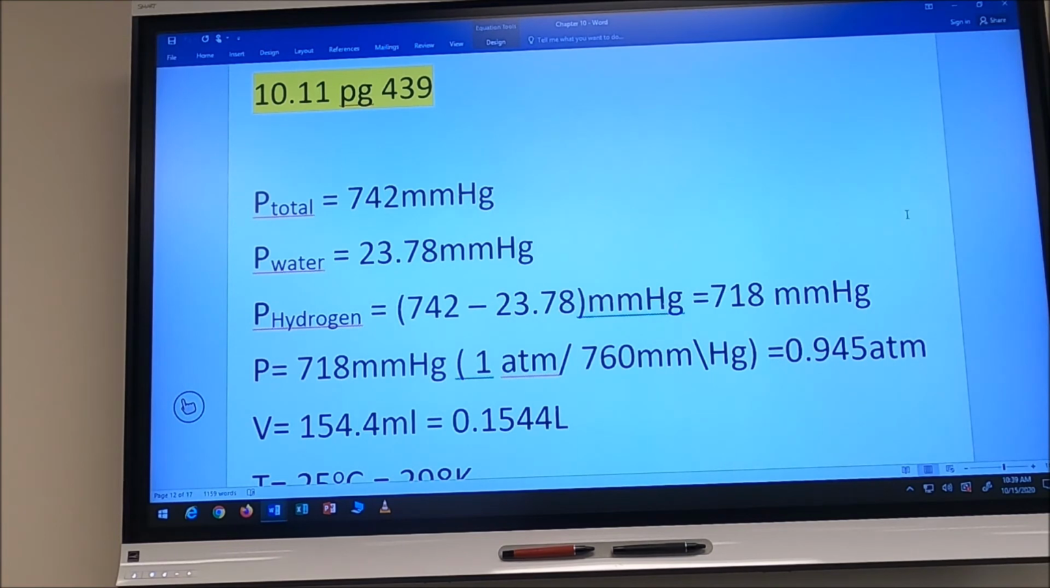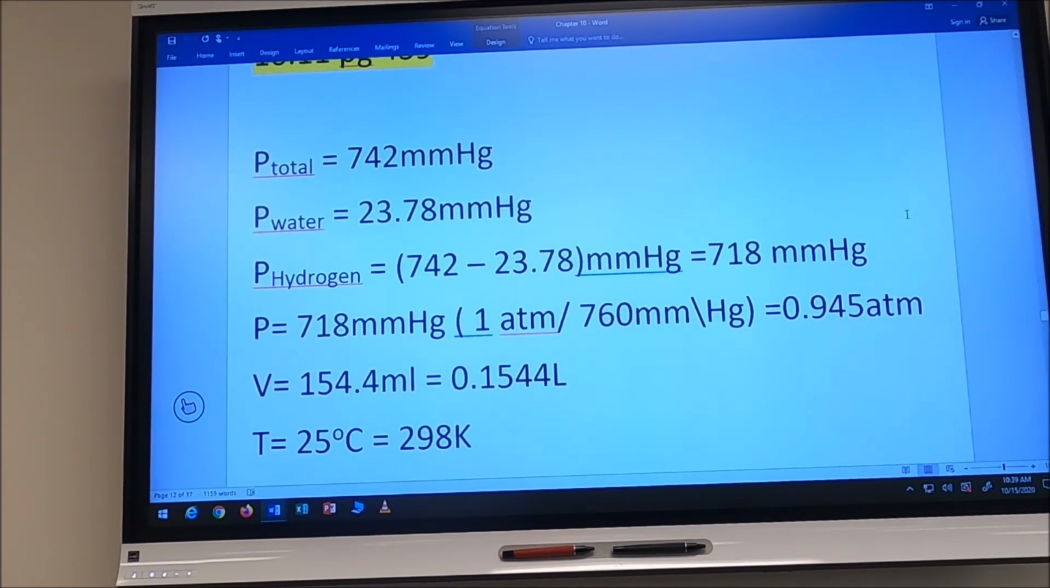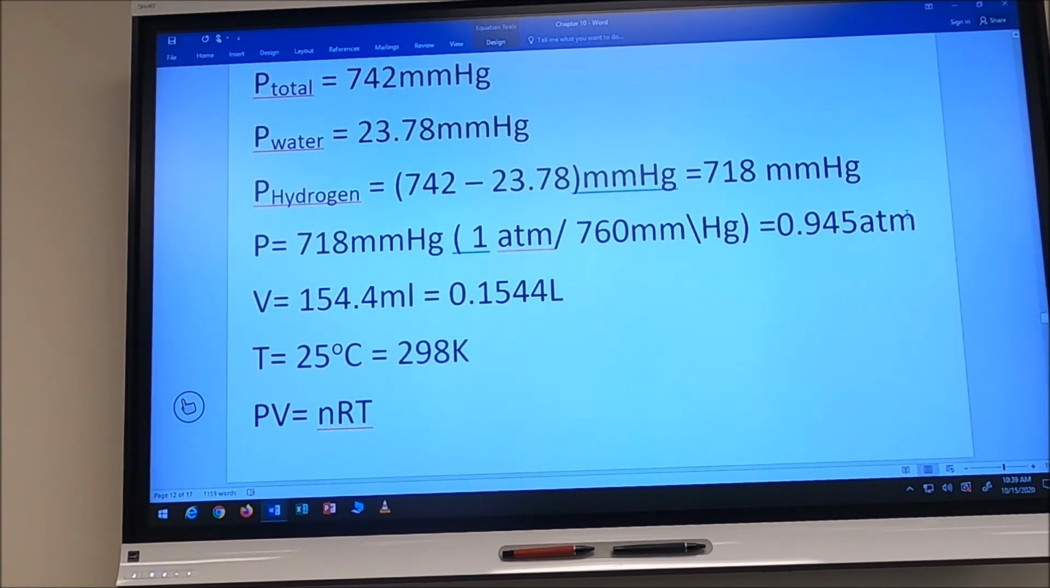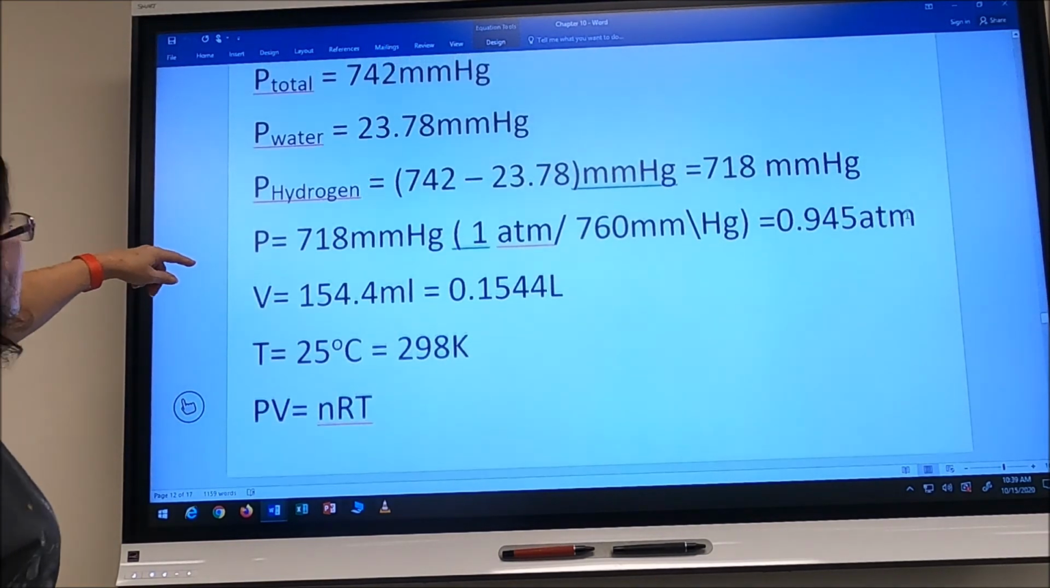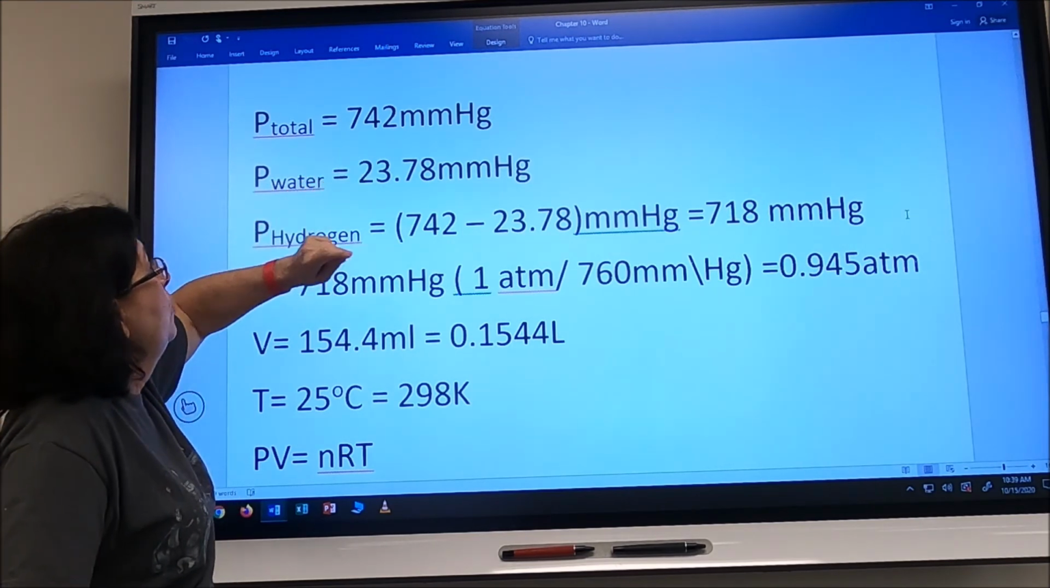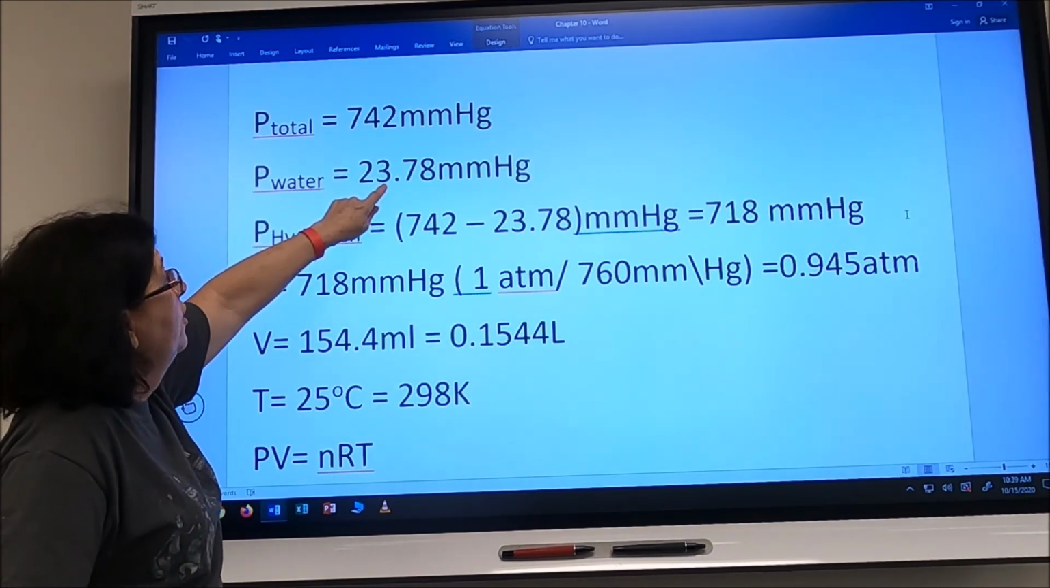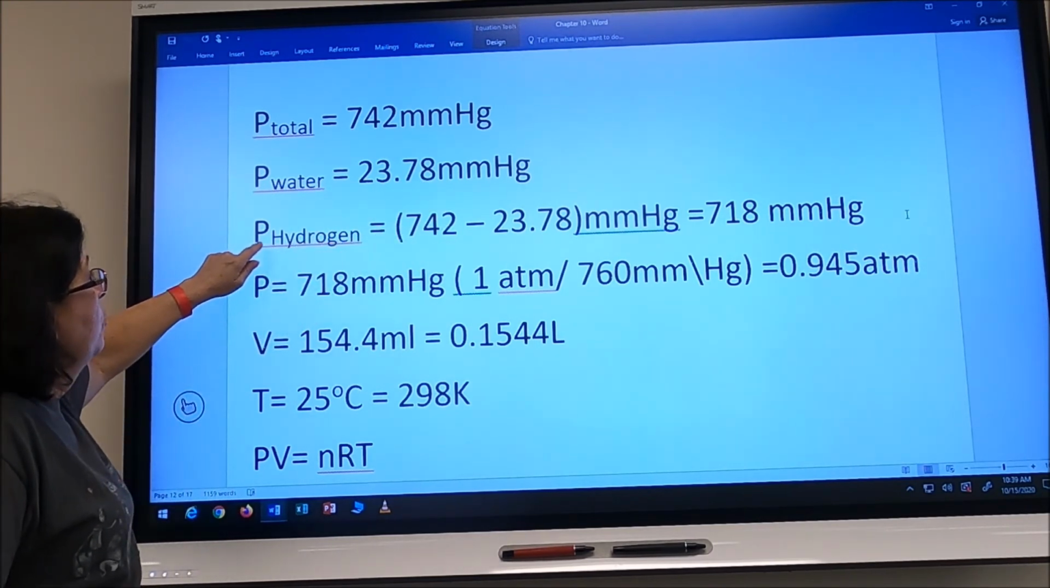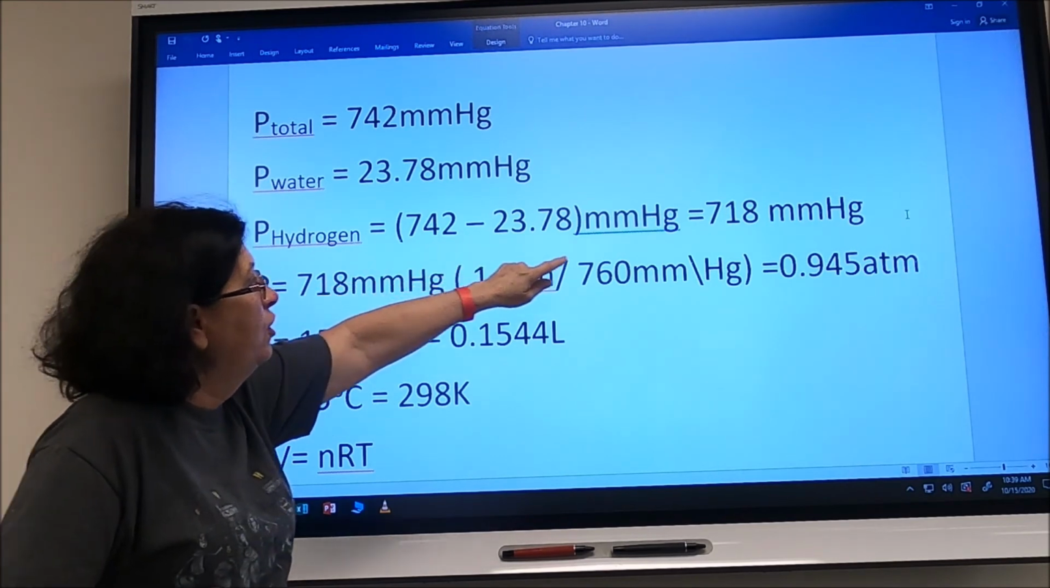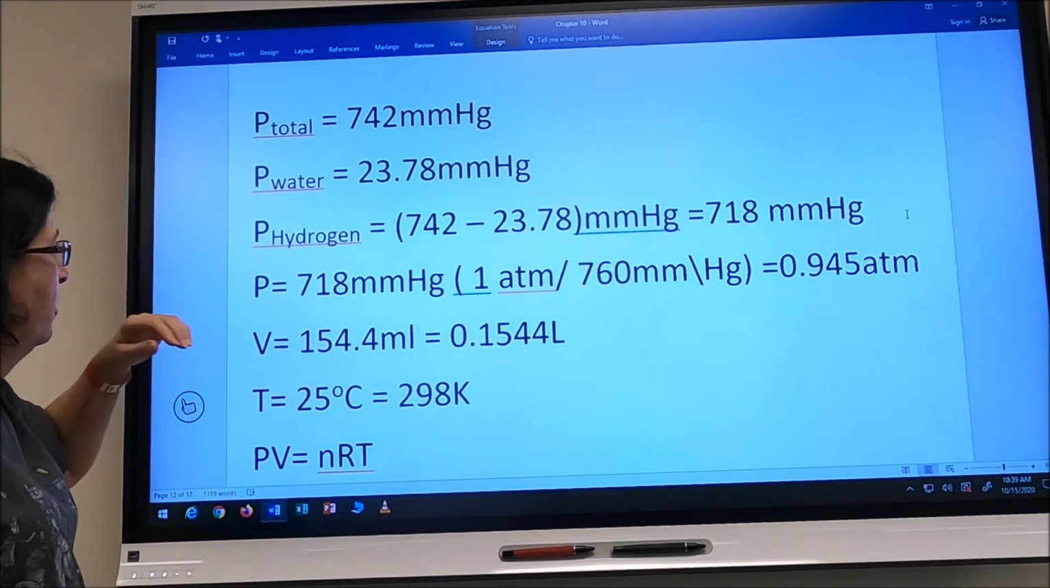Now, if you look on page 438 in your textbook, it talks about water vapor. When we collect something like hydrogen over water, there's going to be some water vapor mixed in with our hydrogen gas. And at 25 degrees C, the partial pressure of water vapor is 23.78 millimeters of mercury. So our total pressure is 742 millimeters of mercury. Our partial pressure of water is 23.78 millimeters of mercury. So the partial pressure of hydrogen is the difference between the two, 718 millimeters of mercury.